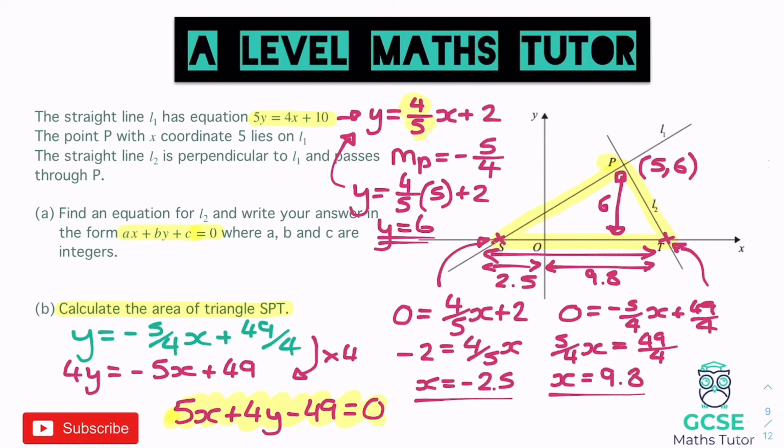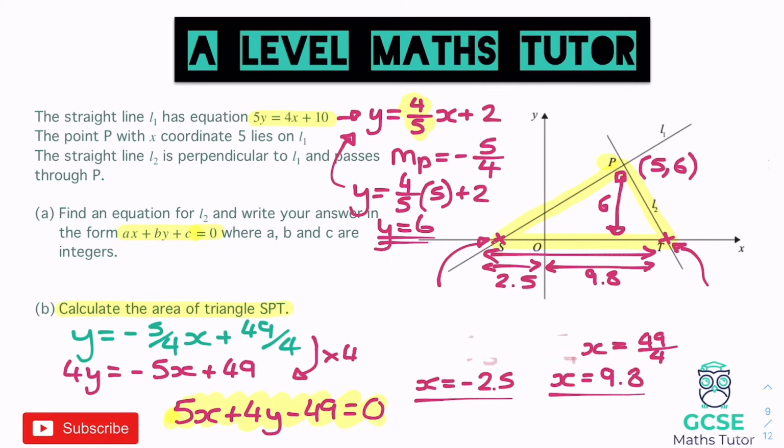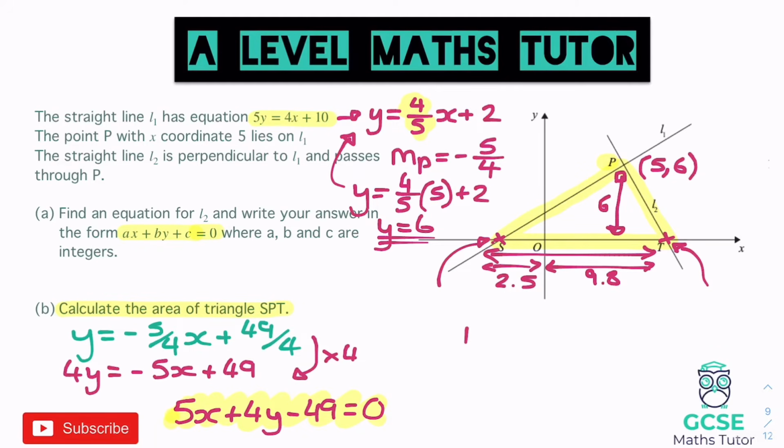So we've got our distance, we've got 2.5 and 9.8. So if we get rid of some of this working out, let's have a look at that as a total distance. If we add those together, 2.5 plus 9.8, we get 12.3. So the length of our base is 12.3. And we want to times that by the height, which is 6, and then either times that by a half or divide it all by 2.